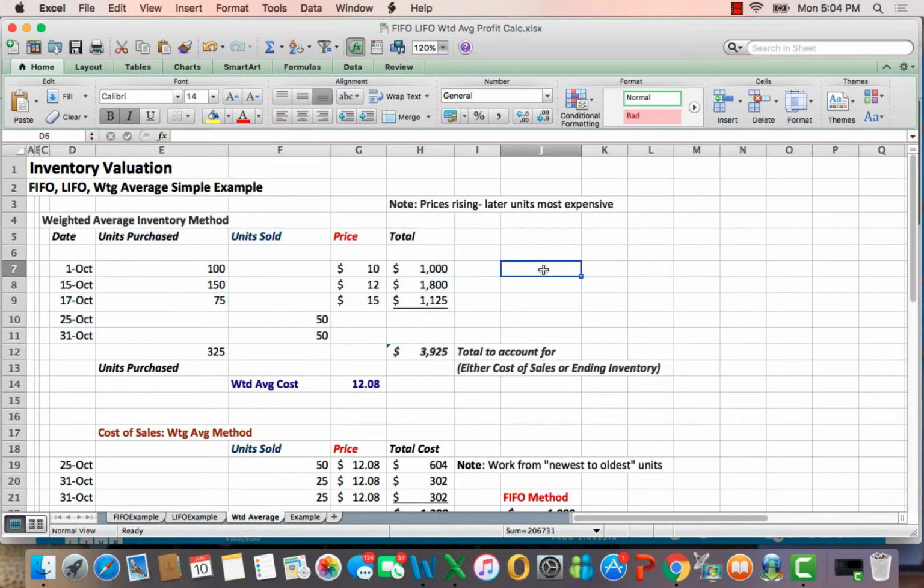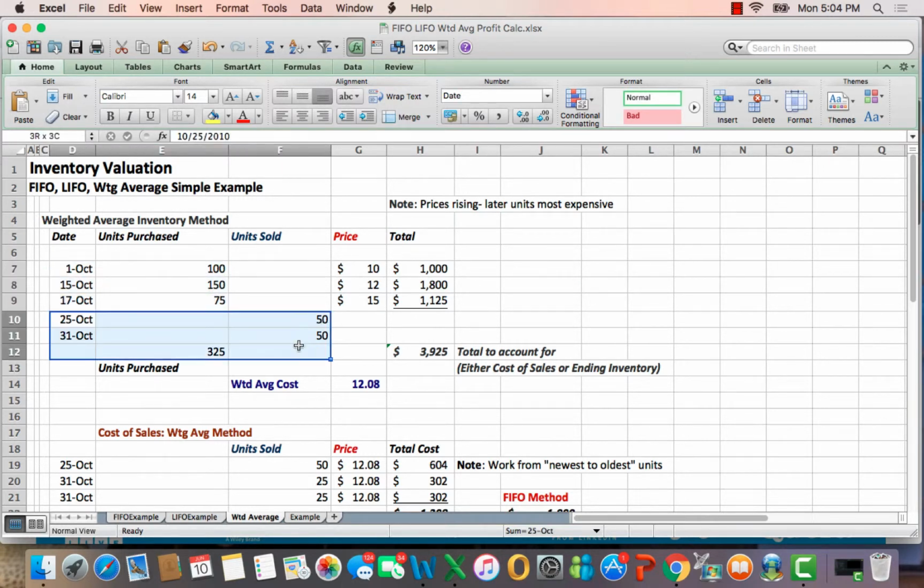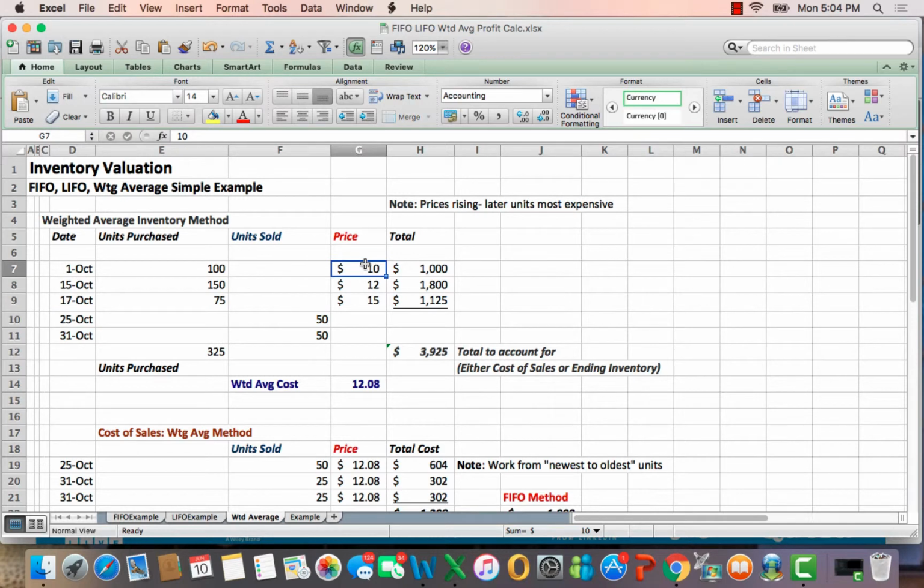In other words, the units purchased are the same, the units sold are the same, and the cost of the units is the same, and it happens to add up to $39.25. What is different among these 3 methods is how cost of sales and ending inventory are valued. And it's important to remember that the total cost of the inventory can only end up in one of 2 places. It's either cost of sales, you sold it, or it's ending inventory, which means it's still on your shelf.